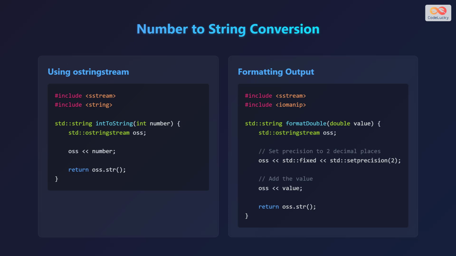Ostringstream can also be used to format output. The function formatDouble takes a double value as input. Inside the function, we create an ostringstream object oss. We then use the setprecision manipulator to set the precision to 2 decimal places. We also use the fixed manipulator to ensure that the output is in fixed point notation. Finally, we add the value to the ostringstream and return the formatted string.